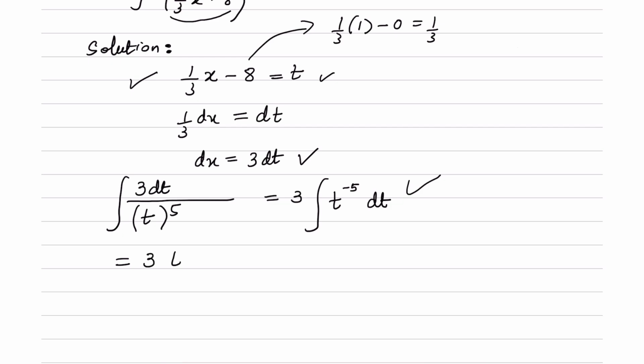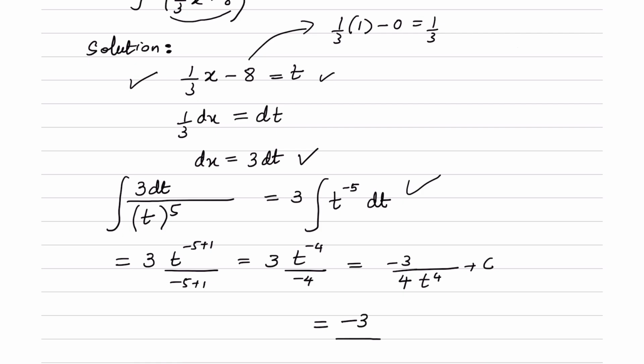By the power rule of integration, it is t to the power minus 5 plus 1 divided by minus 5 plus 1. We can simplify this. 3 t to the power minus 4 divided by minus 4, which is minus 3 by 4, and this t to the power minus 4 comes down, becomes t to the power 4, plus some constant. But t was originally not in your question, so we will put the value of t, which is 1 over 3x minus 8, whole power 4, plus some constant.